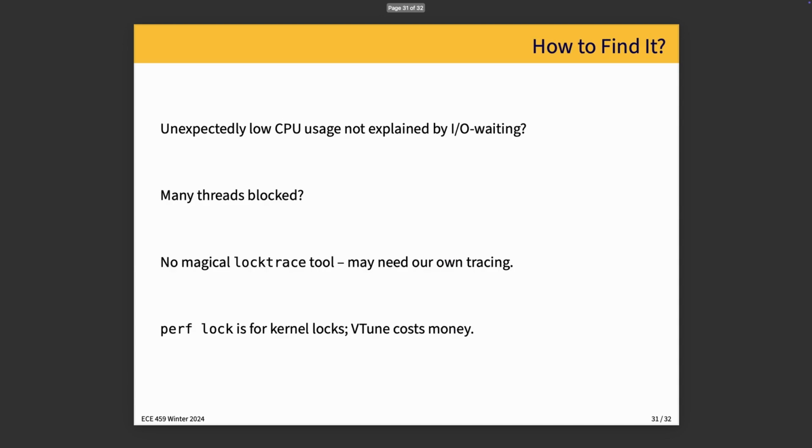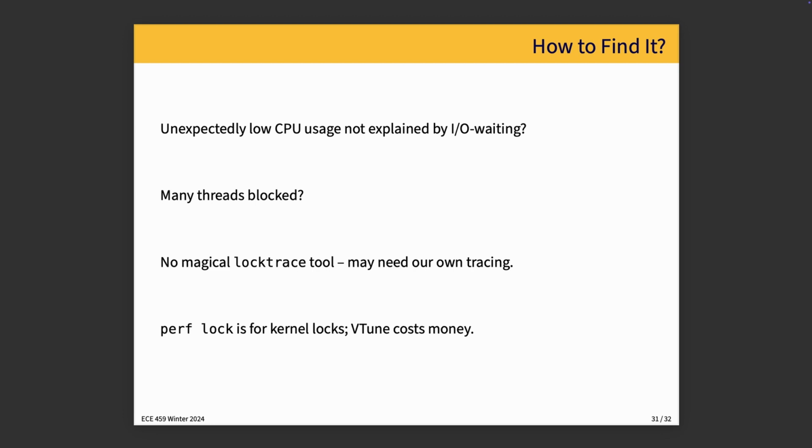Right. So one potential indication that locking is a problem is unexpectedly low CPU usage that is not otherwise explained by waiting for I/O. That's an indication that we might have a locking problem, because the threads are not ready to run. They are constantly blocked by waiting for lock acquisition. Now, another thing that would indicate that is just seeing a lot of threads showing up as blocked, and we'll notice that behavior pretty quickly.